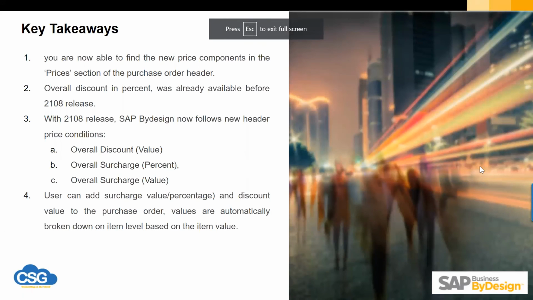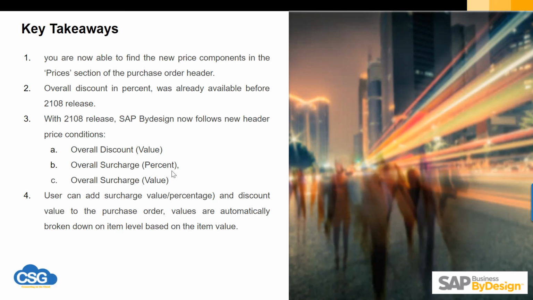So this was a very small thing, because this was just one of the upgrades from the 2108 release, where the system is calculating these three price conditions for you. So now the key takeaways are like this. You are now able to find the new price components in the prices section of the purchase order header. As we saw, in the price section we were able to add these three kinds of values. Overall discount in percent was already available before the 2108 release, like I said.